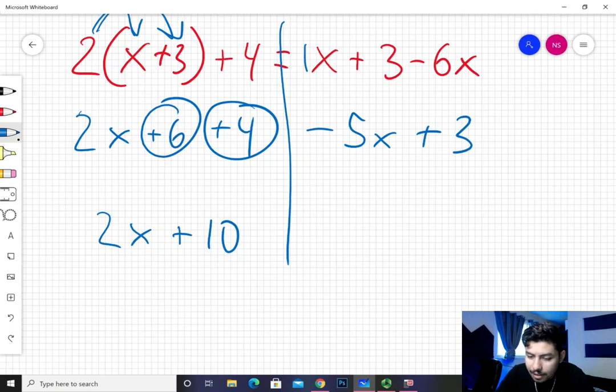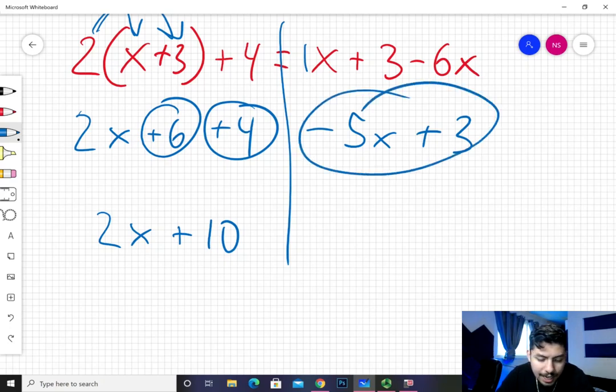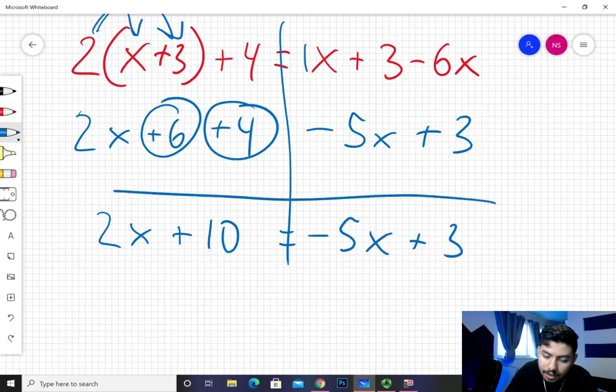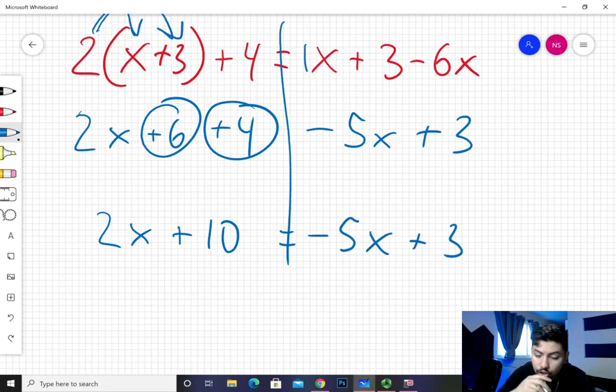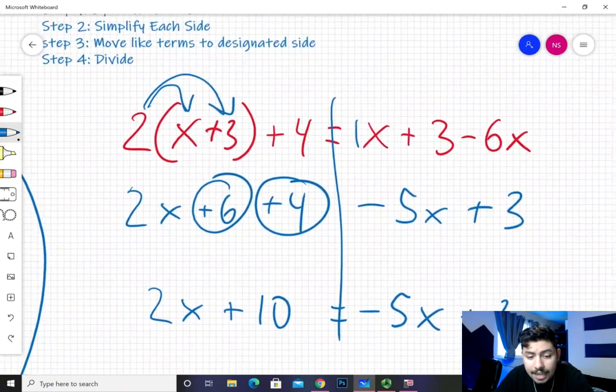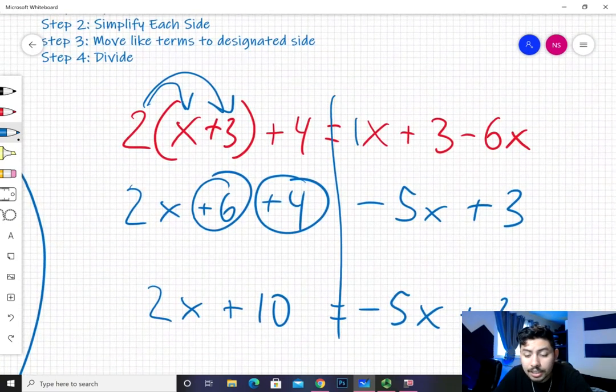So we bring that down. Anything else I can do on this side? No, we're done. So let me just bring it down and align it with this guy here, the side A. This is my new equation so far. That was step number 2, simplify each side. Step number 3, move like terms to designated sides.